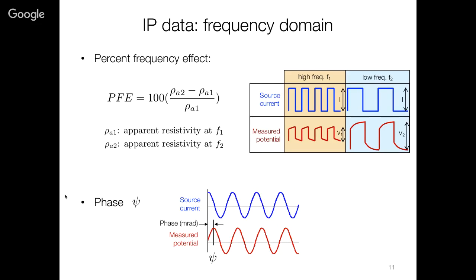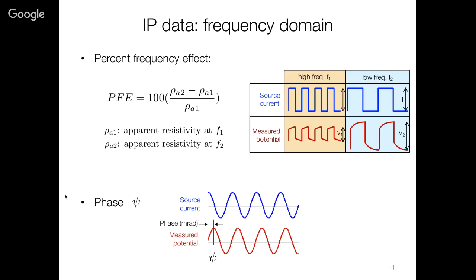You can also do the same thing in the frequency domain. If you have a short period input, so if you have a source current that is changing very rapidly, then the measured potentials don't really get a chance to have very much IP effect. If you have a lower frequency, looks like this, then there's more time for the charges to build up. So you can use that as a metric.